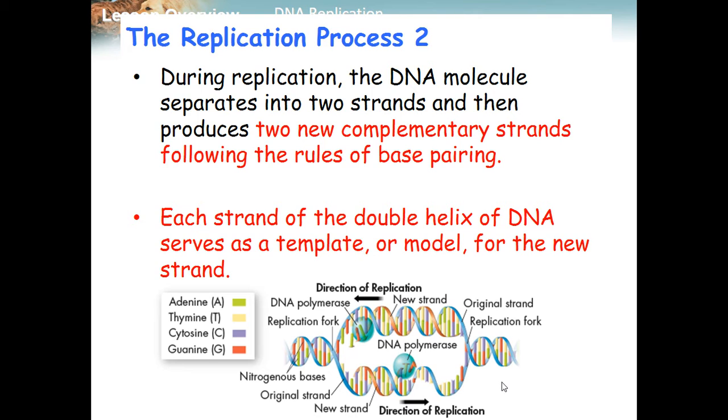Each strand of the double helix of DNA serves as a template or model for the new strand. And you can see it down here at the bottom. You have the DNA here that's all together, and after it gets unzipped, you'll have two complementary strands that we can use to make copies of the DNA.